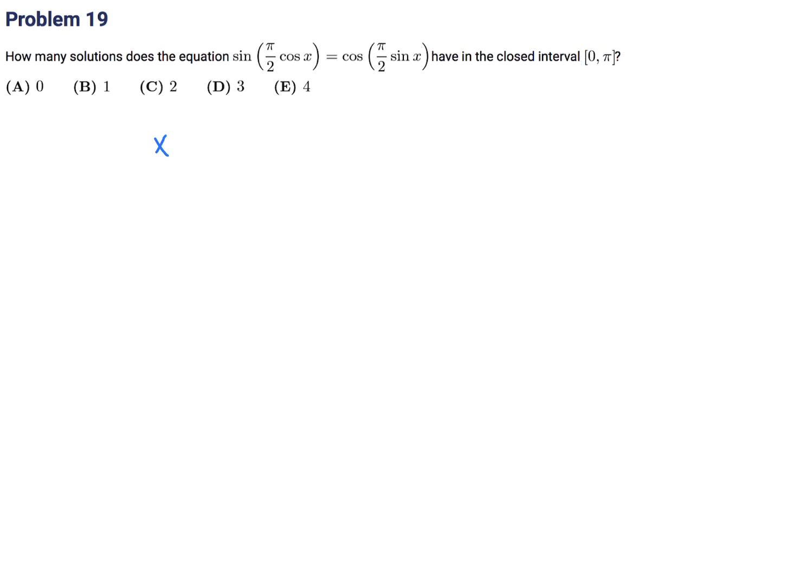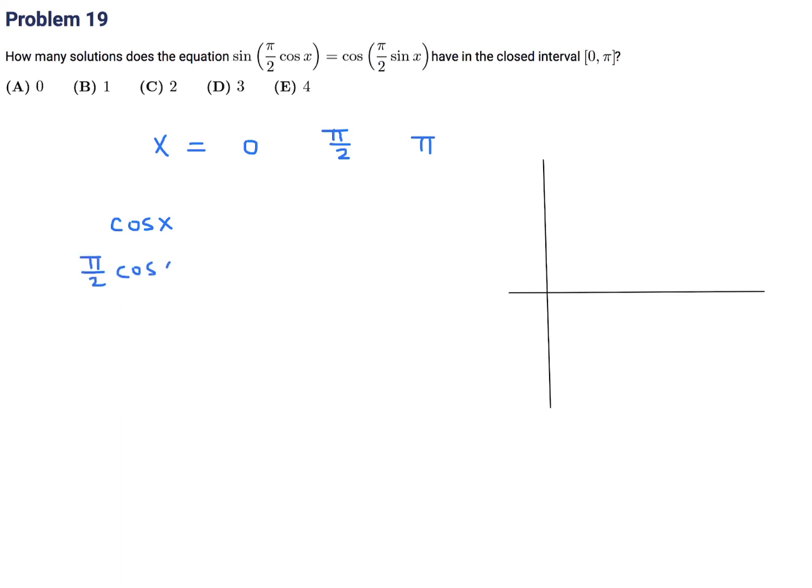So let's just choose some points between 0 and pi. I'll choose 0, pi over 2, and pi. And then I will make a rough sketch of what this looks like. We're really only looking at 2 quadrants since we're starting at 0. All right, so here we go. First I will figure out cos x, and then pi over 2 times cos x, and then finally sine of pi over 2 cos x.